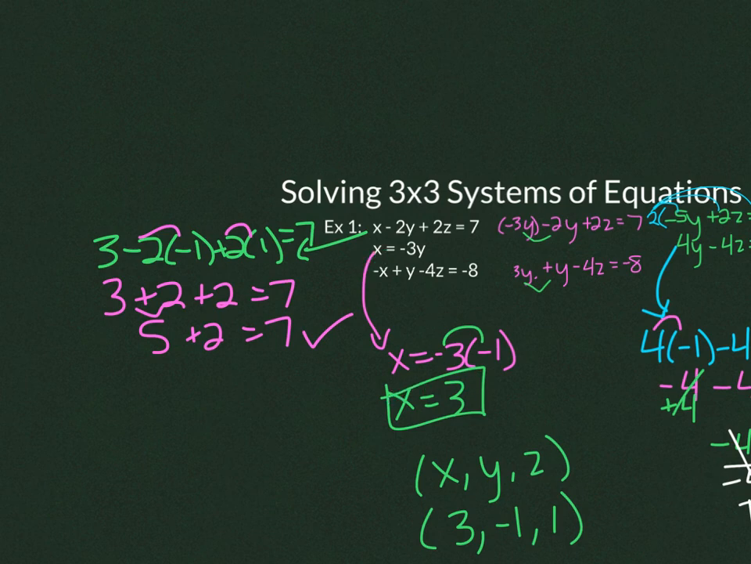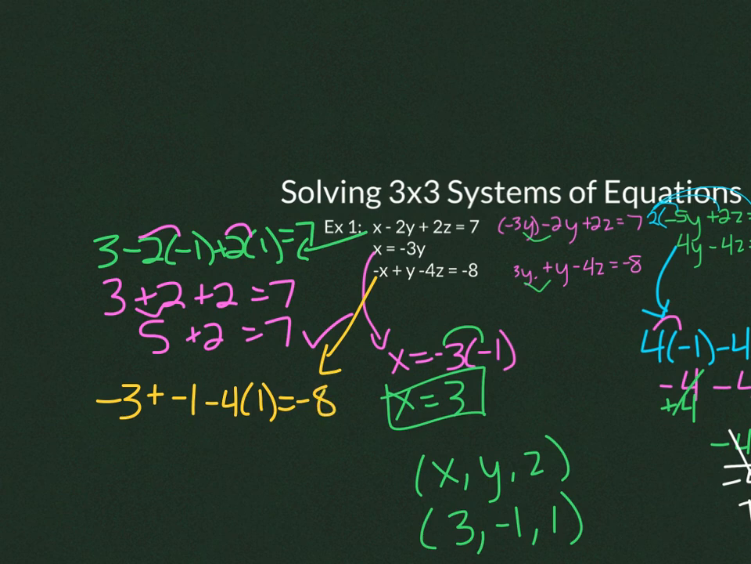And then I'm just going to try out this last one. Negative x is 3. So I'm not replacing x with negative 3. It's just there's a negative in front of the x already. Plus y is negative 1 minus 4 times z is positive 1.